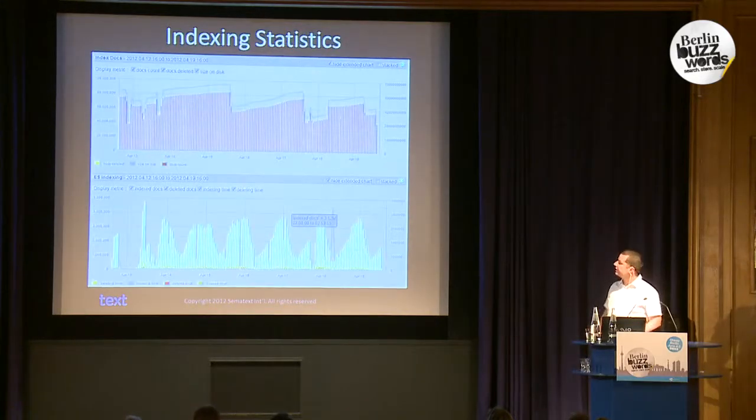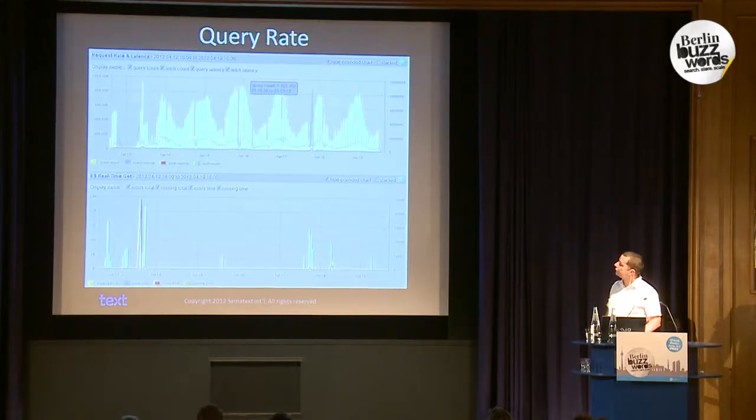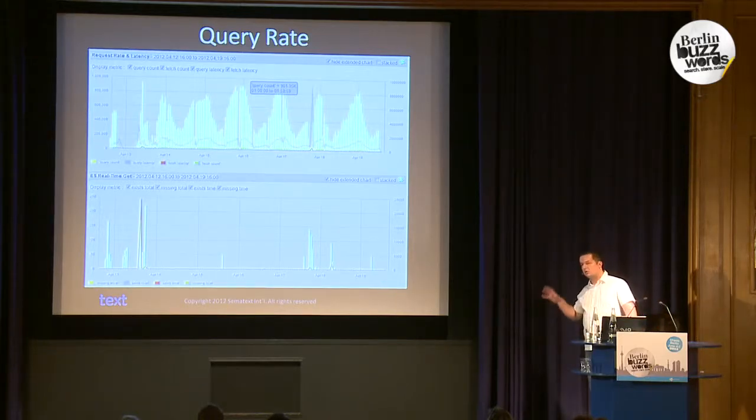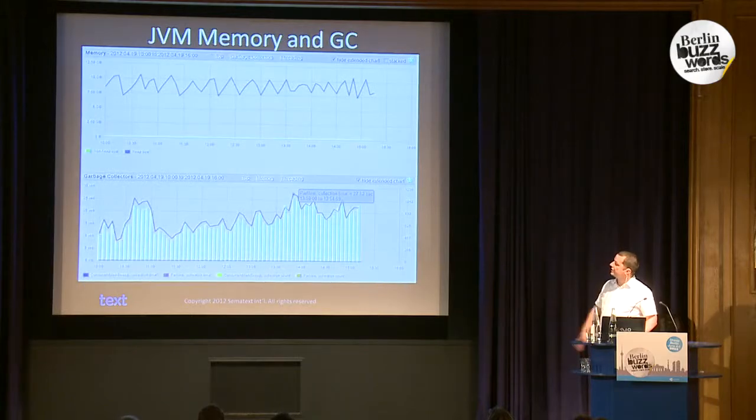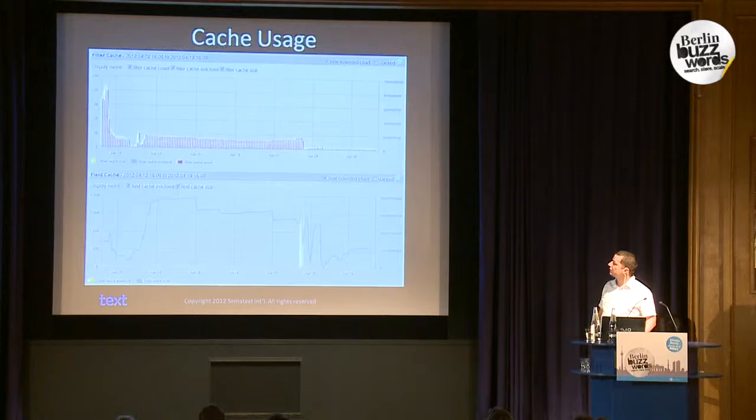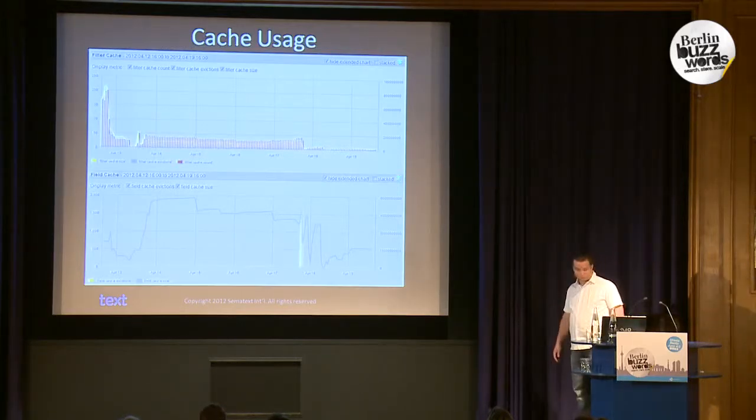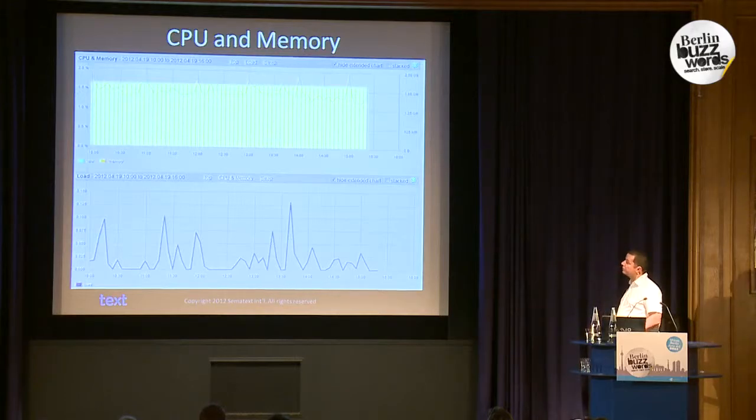You can see some indexing statistics for the given indices. You can see query rate. This is still not a production environment; it's still pre-production. You can see the garbage collector and how it worked for a single node here. You can see the cache usage for a single node too. Something like CPU and memory usage and load. That's for the system, for the operating system, for the whole machine.